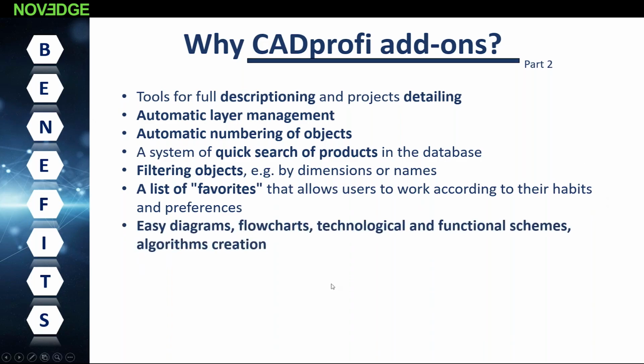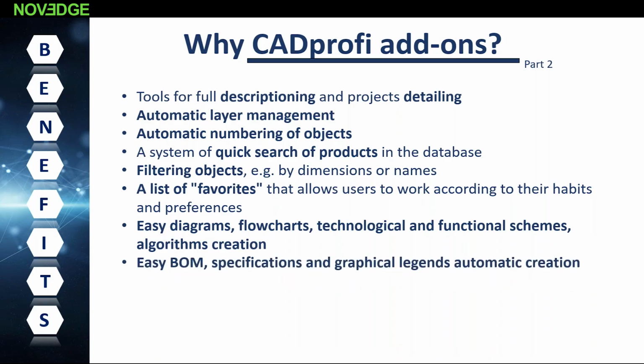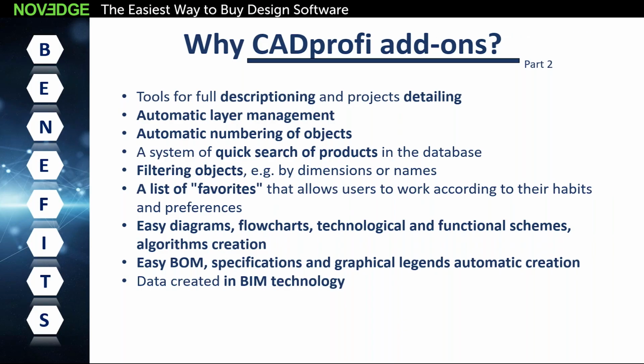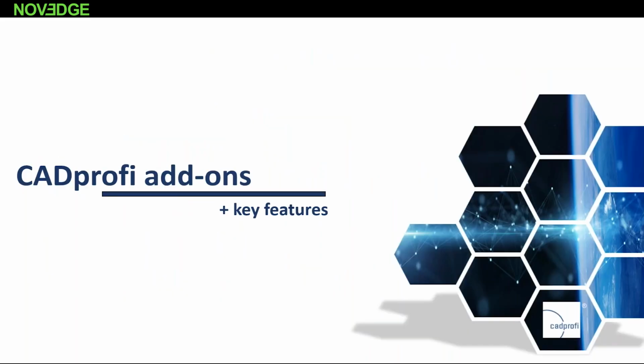Except that, we have easy diagrams, flowcharts, technological and functional schemes, and also algorithm creation. Finally, when the project is ready, you can easily create a bill of materials, specifications, and graphical legends in automatic creation. And all the data that you are going to create is going to be created in BIM technology. Finally, there is an online update system. During the year, as I said, we are running a lot of updates, so you can always be up to date thanks to the online update system.